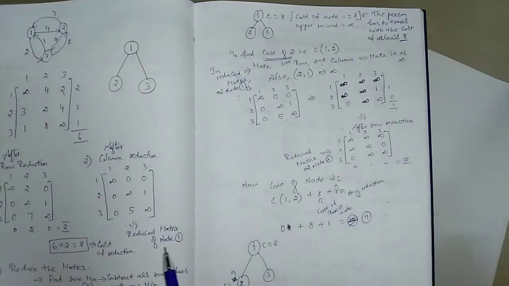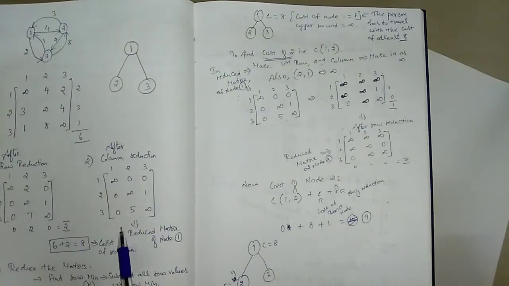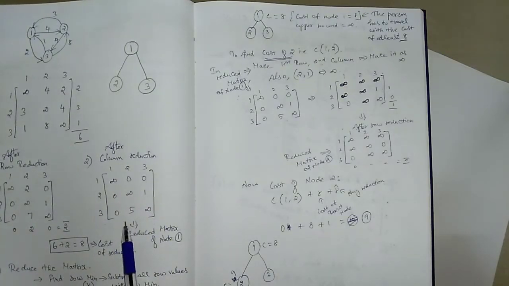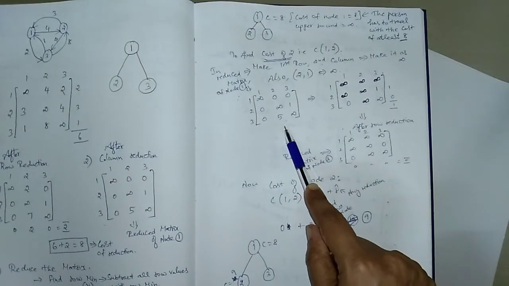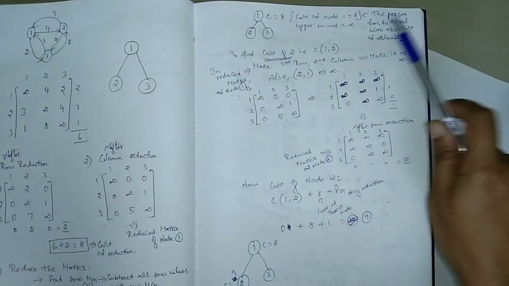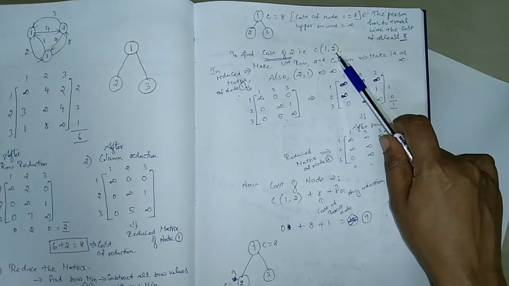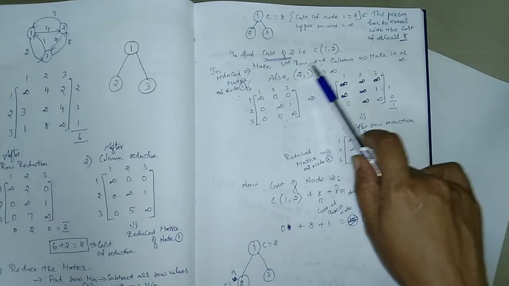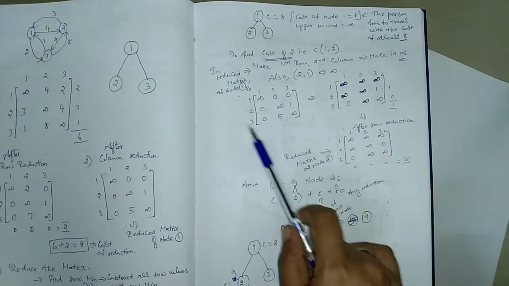So the reduced matrix of node 1 is here, that is, after we perform column reduction, the resultant matrix we call it the reduced matrix of node 1. So this one is taken as the input, and having this as the parent node, I have to find the cost of node 2, that is C of 1 comma 2. So if it is C of 1 comma 2, in the sense I have to make the first row and second column infinity in the reduced matrix of node 1.